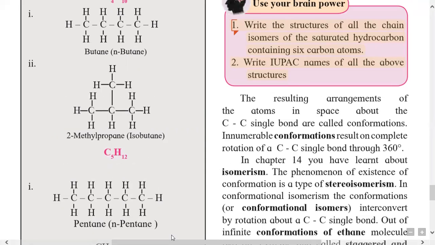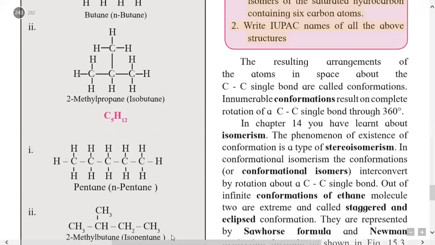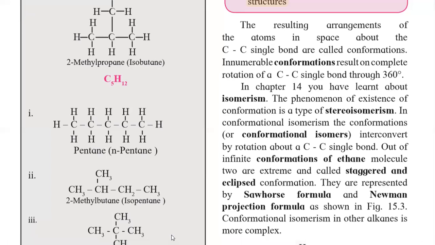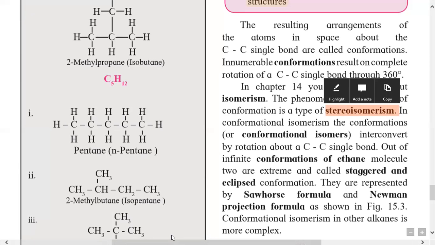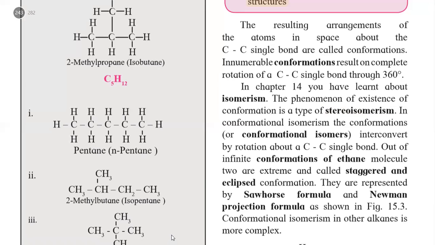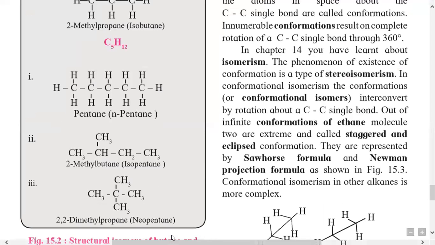So the resulting arrangements of atoms in space about the carbon-carbon single bond are called conformations. This rotation of the carbon-carbon single bond through 360 degrees, and the phenomenon of the existence of conformations, is a type of stereoisomerism. In chapter 14, we studied different types of isomerism. Stereoisomerism is one type of isomerism in which carbon-carbon single bond rotation takes place and gives different arrangements, called conformations or conformational isomers.